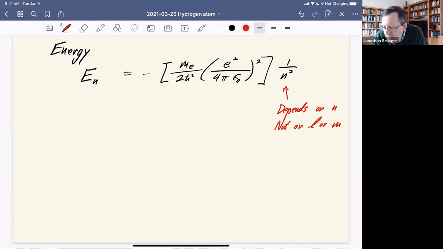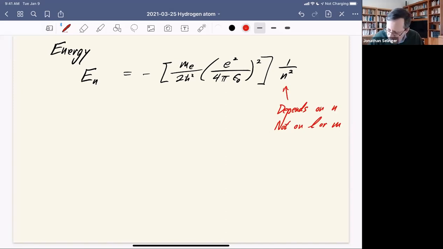In general, for a problem in spherical coordinates, it can't depend on m. Indeed, for the particle in a sphere, it did not depend on m. For a particle in a sphere, though, it did depend on l. So it is a funny thing about the hydrogen atom that it does not depend on l. It only depends on n. There is actually some deep reason based on symmetry that I can't really go into, but it's a special feature of the 1 over r potential, the Coulomb potential for the hydrogen atom.